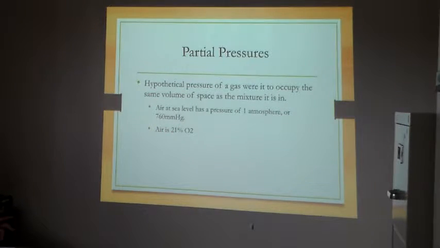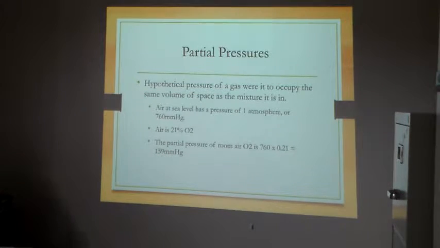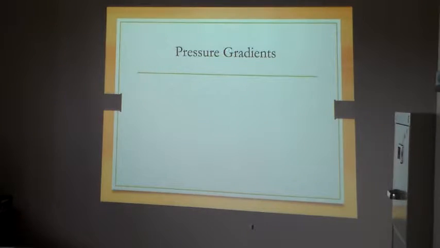Air is 21% or 20.9% O2. Okay? So for the partial pressure, you take that 760 millimeters of mercury times 0.21, which is your 21%, and that means that oxygen is about 159 millimeters of mercury of your total air at any given time. Okay? That's how you figure out partial pressures. So what does that mean? It's a lot of numbers.